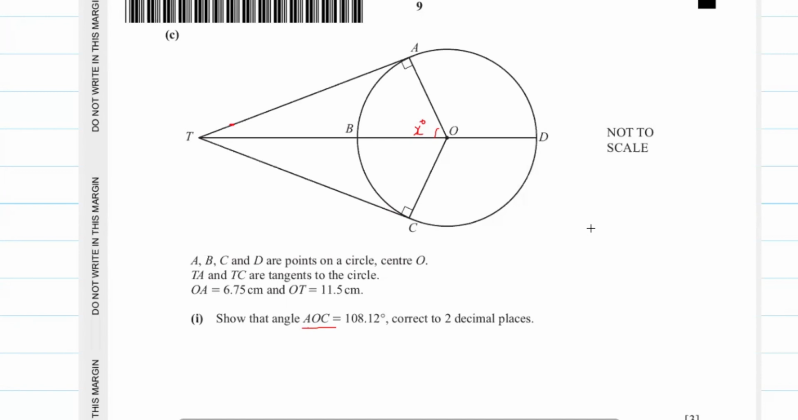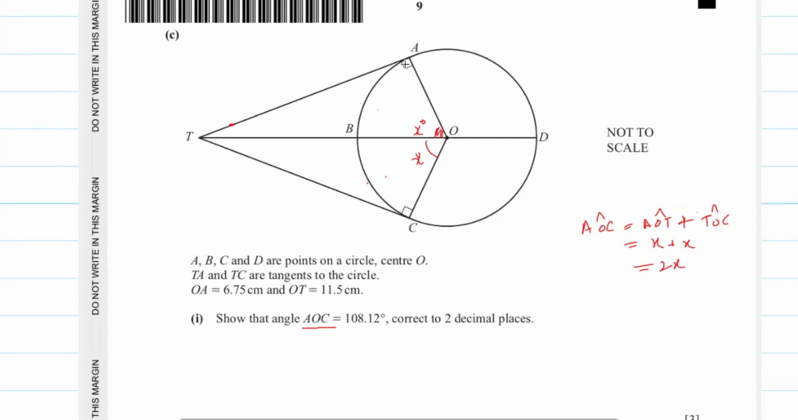the angle AOC. This angle AOC will be equal to the angle, this is x degree angle AOT, and this angle COT will also be x degrees because these two triangles are similar, and therefore we can write angle AOC will be equal to AOT plus COT, and this is x plus x equal to 2x. And if we calculate this angle x, we can calculate the angle AOC.